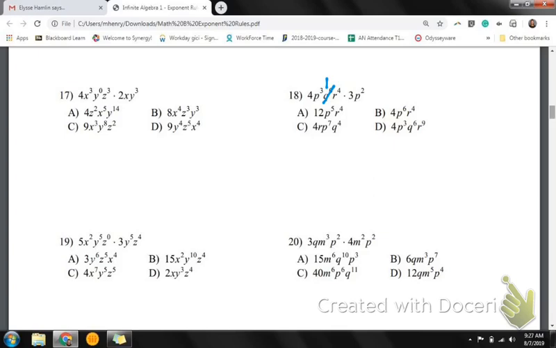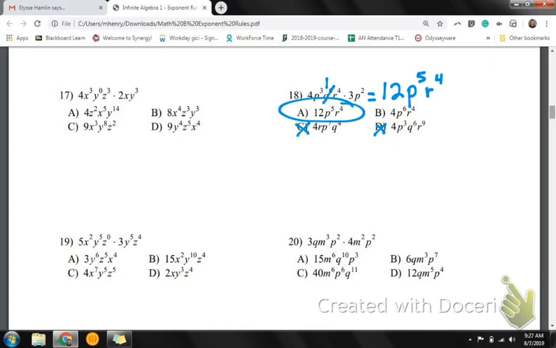Which, if you look down at letters C and D as options, they both have q's still. Right? So we know that those are definitely not options because our q disappeared. All right, so we can mark those out automatically. Okay, 4 times 3 is 12. And again, just because there's multiple choice doesn't mean you don't have to write anything out. You should still be writing things out. How many p's do you have total? 5. How many r's? r to the 4th. So this is answer A.